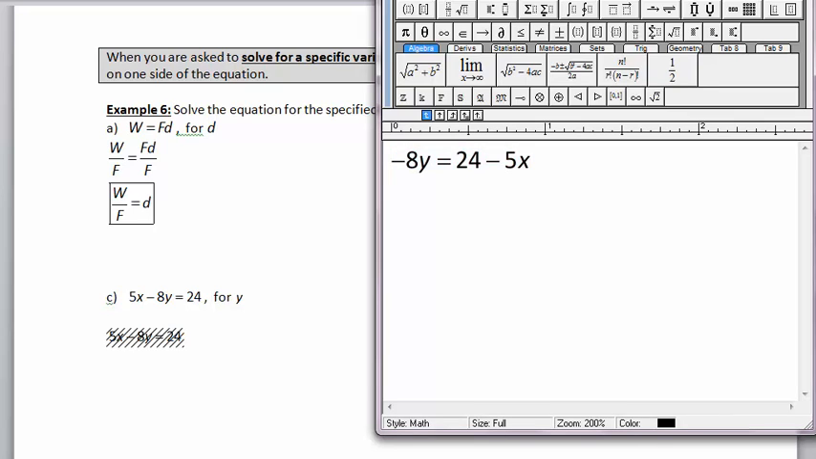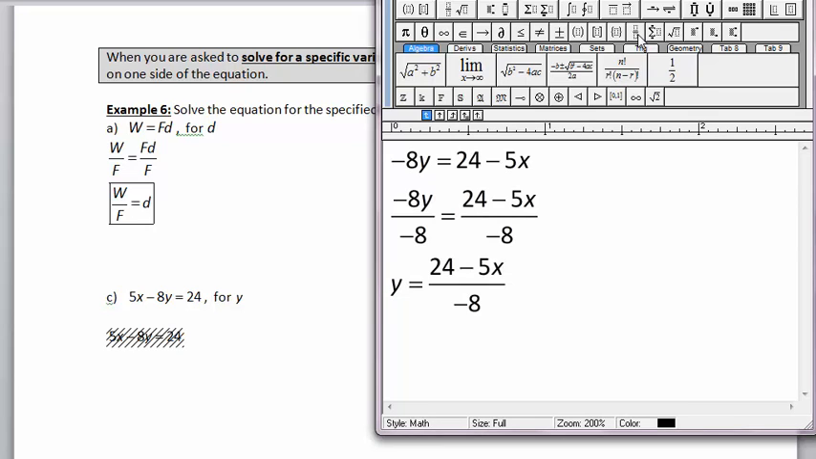Let's copy that. And our next step is going to be to get rid of the negative 8 coefficient of y. That's multiplication, so we know that the opposite of multiplication is division. We'll have to divide both sides by negative 8. So y is going to be equal to 24 minus 5x divided by negative 8. I can leave my answer just like that, y has been solved for, or I could separate the division.